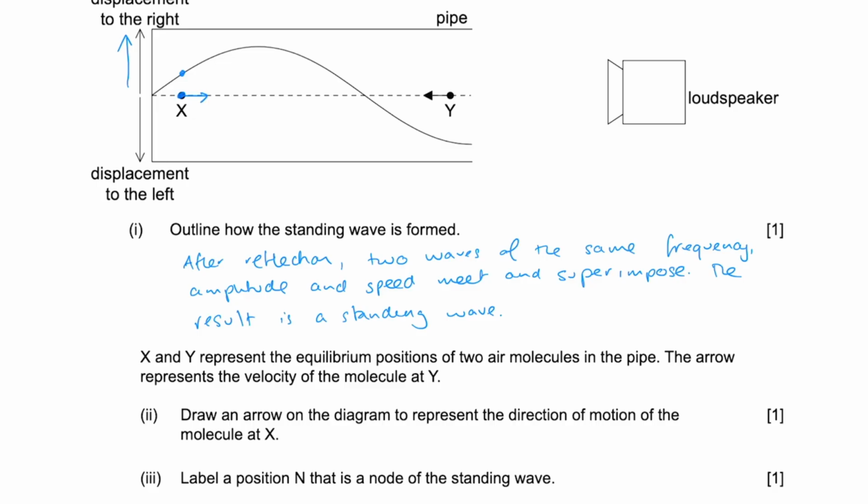3. Label a position n that is a node of the standing wave. Well, the resulting standing wave is going to be like that. And here is our node there, n.